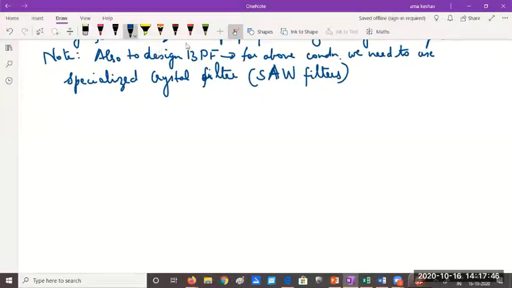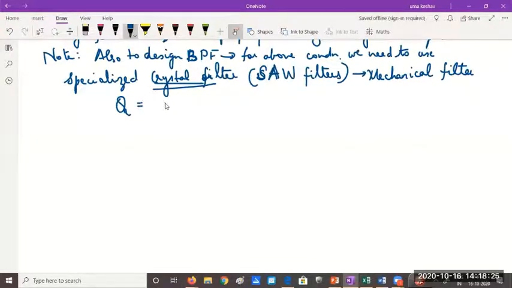So if you have to design the band pass filter for this condition, you have to use something known as surface acoustic wave filter, which is a specialized filter which uses a piezoelectric crystal. They are basically mechanical filters which make use of piezoelectric crystals. And the quality factor, do you know what is the meaning of quality factor in a filter? Can somebody tell me what is quality factor in a filter?